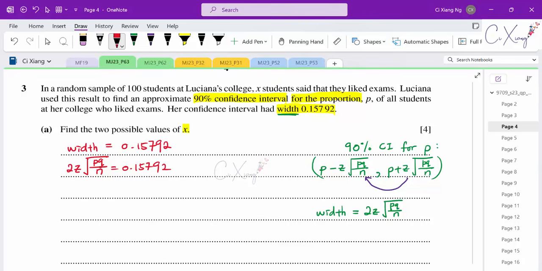If you glance through the formula, P I don't know and I want to find it out. Q is 1 minus P, so no problem. I can substitute Q with 1 minus P and then I can get an answer for P. N I know the value. N is actually the sample size, which is 100 students, 100.